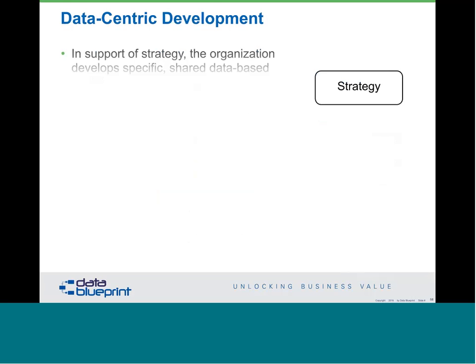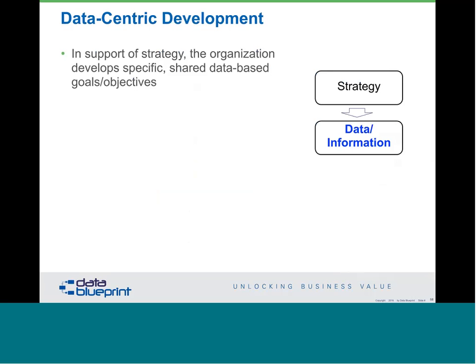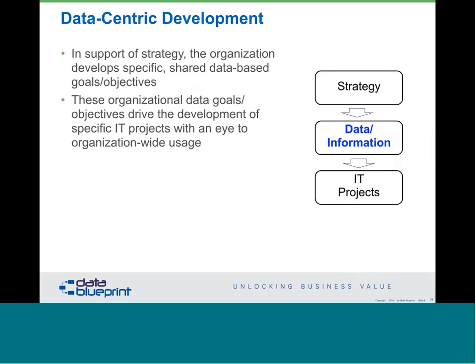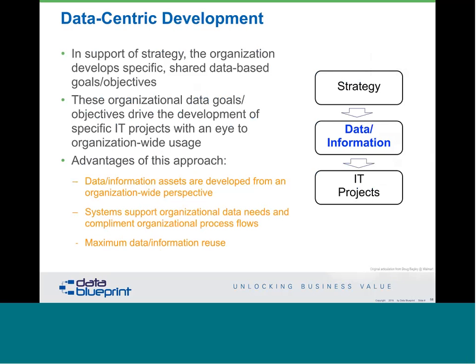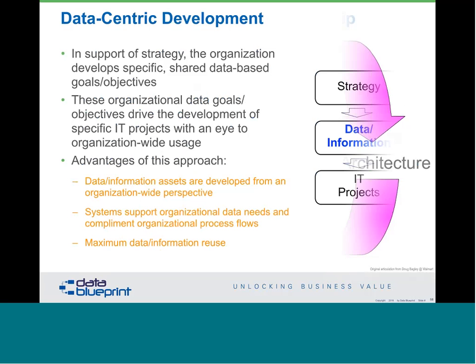Our ideal process is, in fact, to go to data-centric, which is to start out with our organizational strategy and then develop our data layer at that point. Once we have our data layer, then and only then should we specify IT projects, because this gives us the ability to make sure our data is developed from an organization-wide perspective, that systems supporting these data needs complement the organizational flows, and we can finally maximize the reuse of the one component that we should attempt to maximize. Again, just a side note, but the amount of software that we are reusing is as close to zero as it possibly can be.